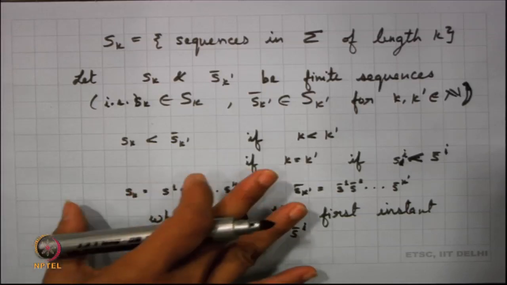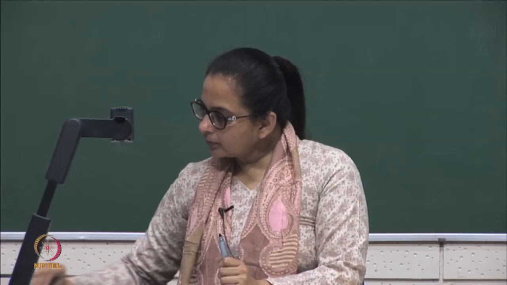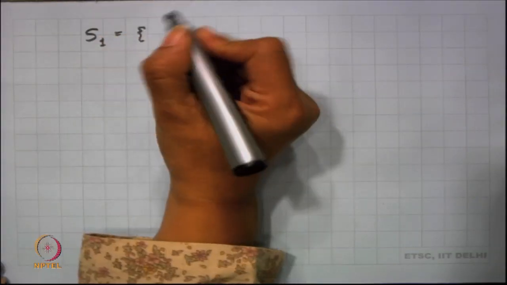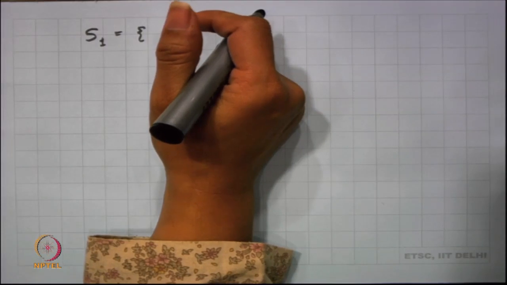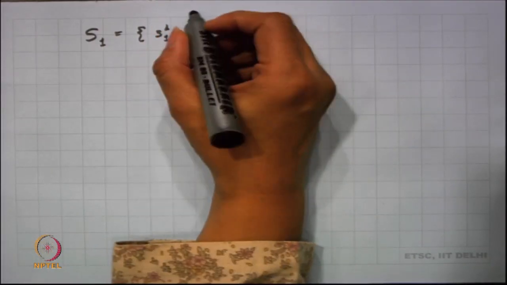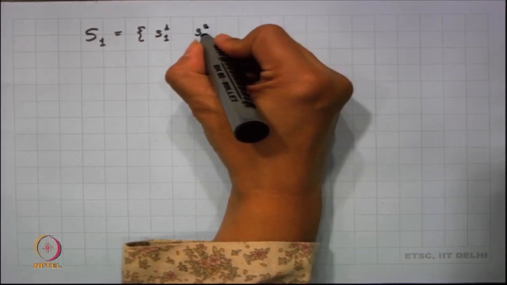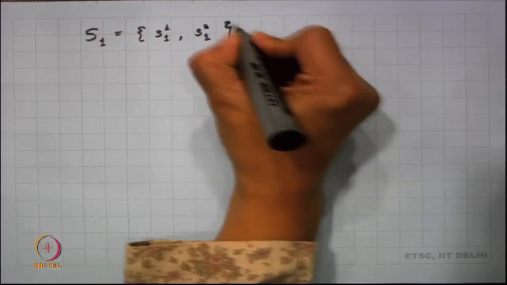So, we have an order on all finite sequences of zeros and ones, and now we will try to use this particular order to formulate something. Now, I am looking into S_1. There are only two sequences of length 1, one is 0 and one is 1. So, I can say this is S_1, and I am writing 1 here to denote that this is length 1. I just have two sequences here.